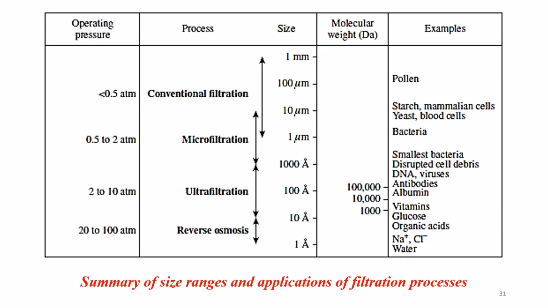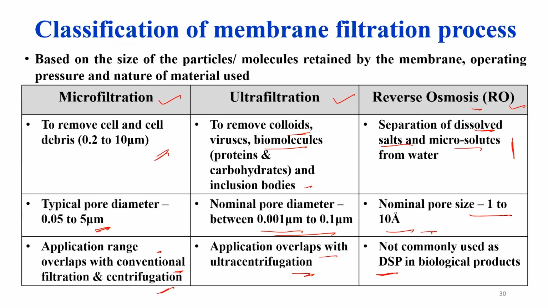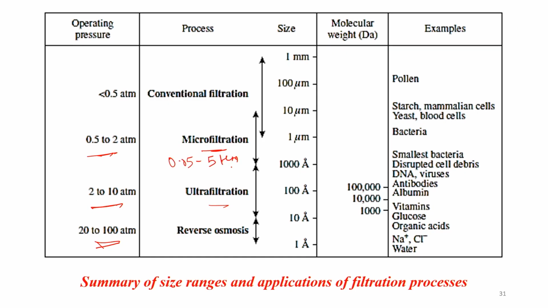So, here you can see as the pore size is higher, it operates at a low pressure, 0.5 to 2 atmosphere, while ultrafiltration requires high pressure, and reverse osmosis works at very high pressure. And what is the size? As we have discussed, the pore size here is 0.05 to 5 micrometer for microfiltration, 0.001 to 0.1 micrometer for ultrafiltration, and for reverse osmosis it is in the range of 1 to 10 angstrom.